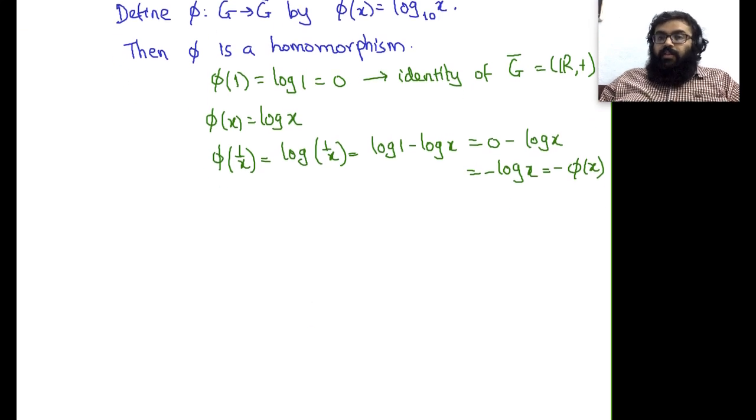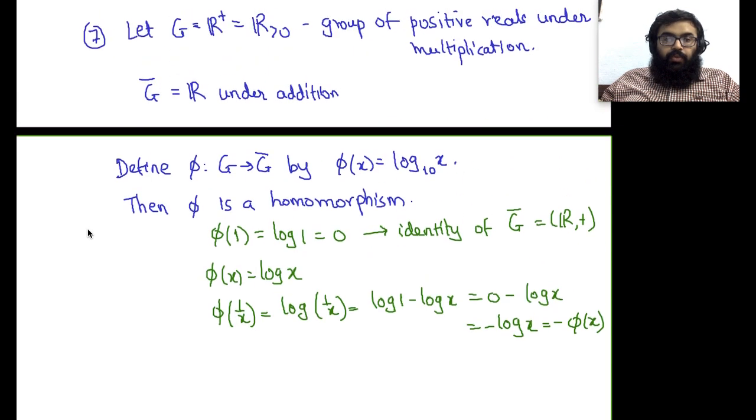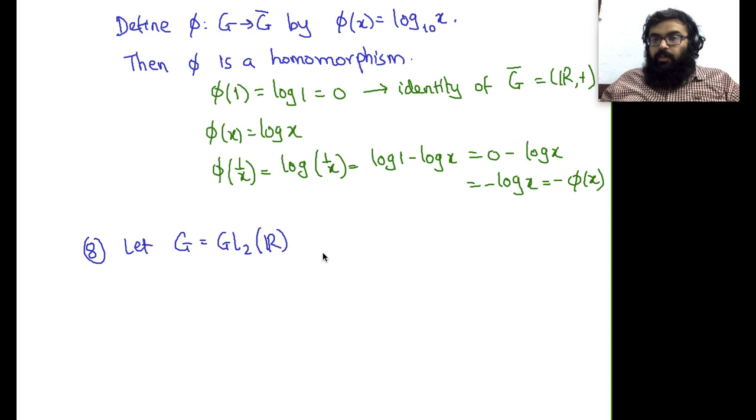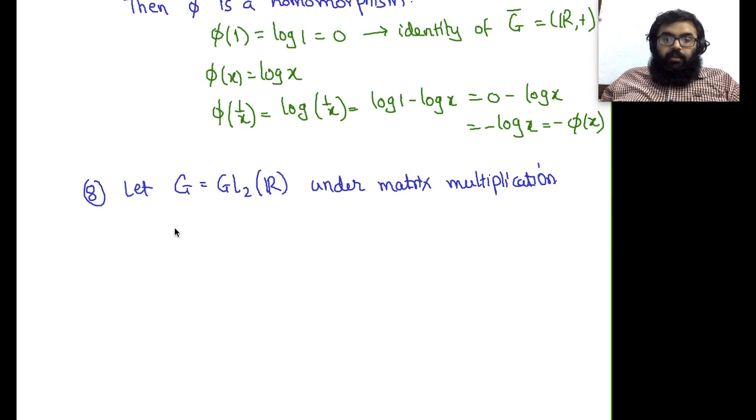And the last example which we had considered was the set of all 2 cross 2 real matrices. Eighth, let G equal GL2R, the set of 2 cross 2 invertible matrices with real entries, that is, determinant is non-zero, under usual matrix multiplication. So this is a group under matrix multiplication. And let G bar equal R star, which is R minus 0 under multiplication.